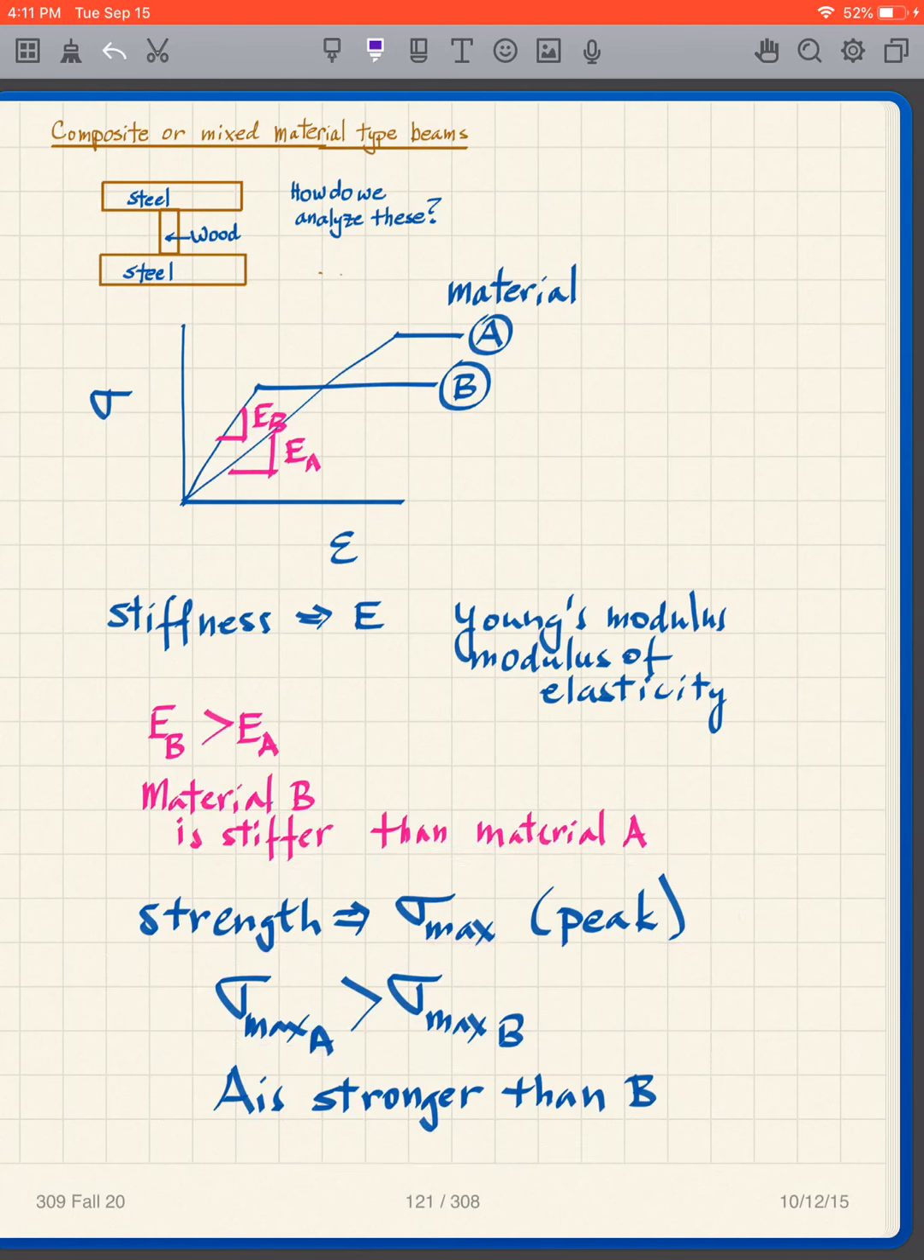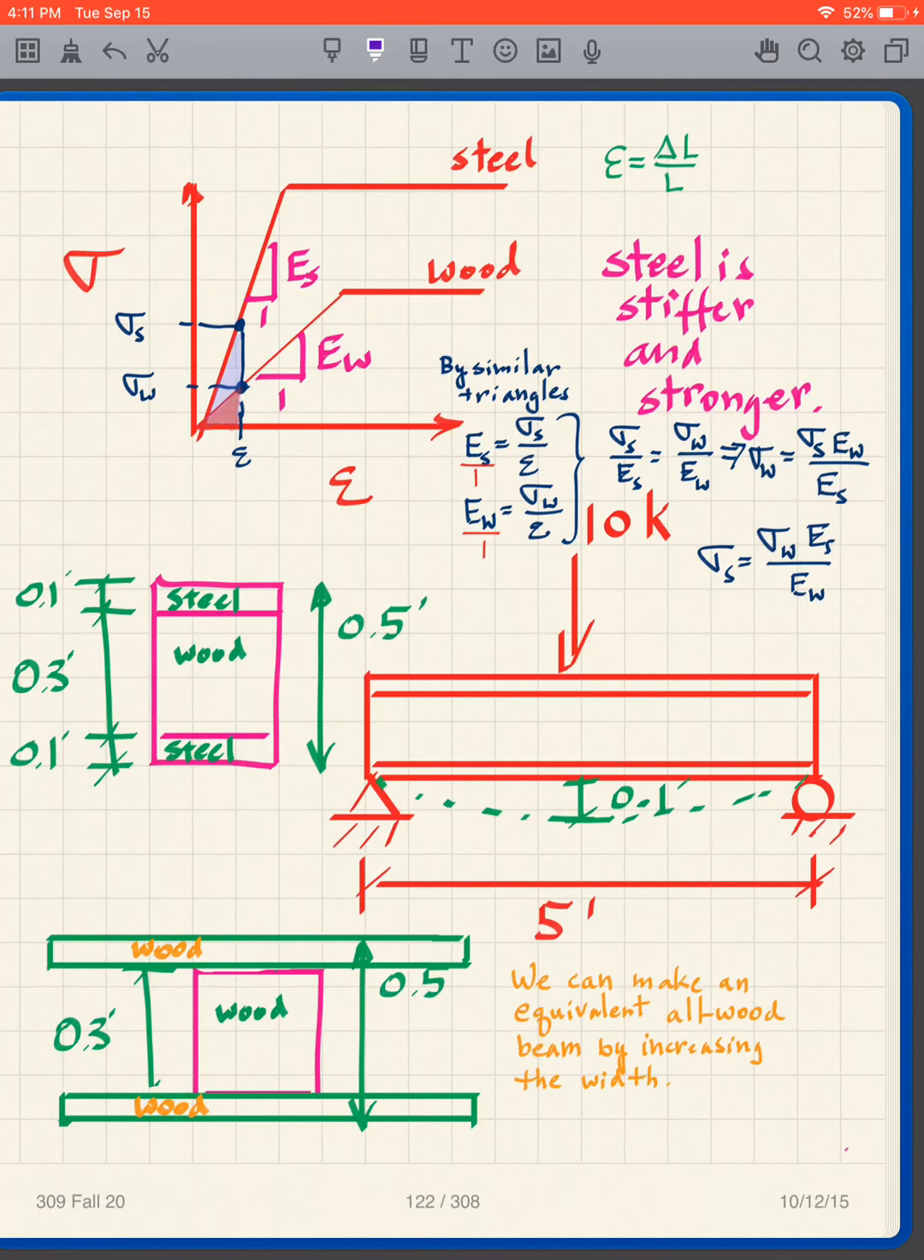Okay. Now we have our two materials. Steel is both stronger and stiffer than wood. So when I look at these two materials, I'm just sketching these conceptually. There is steel, there is wood.